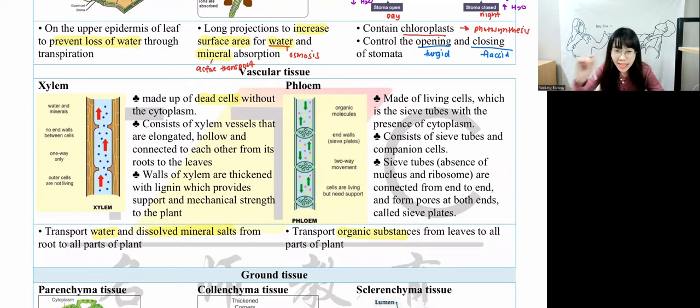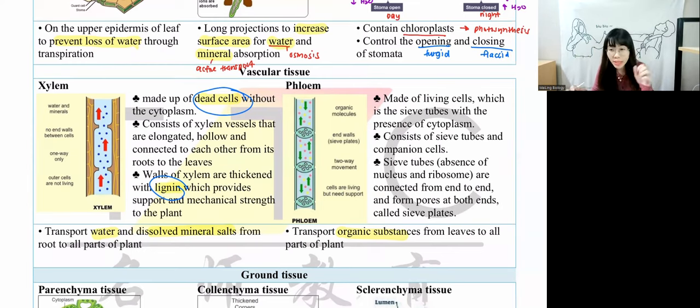So the dead cells in xylem are strengthened by a thing called lignin. So next time when you see the word lignin, you have to think of them as actually dead cells. Lignin, they are dead cells, okay? And because they are hollow, like a straw, they have to be hollow, they have to be elongated.